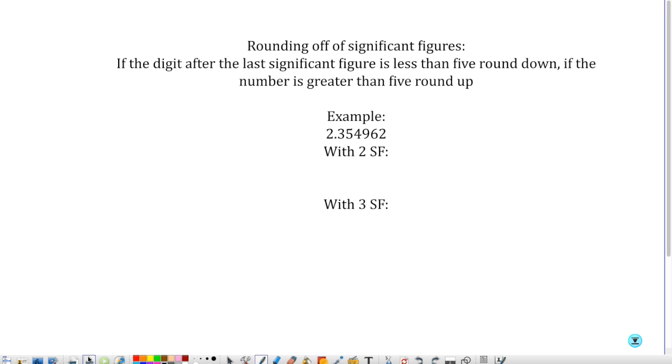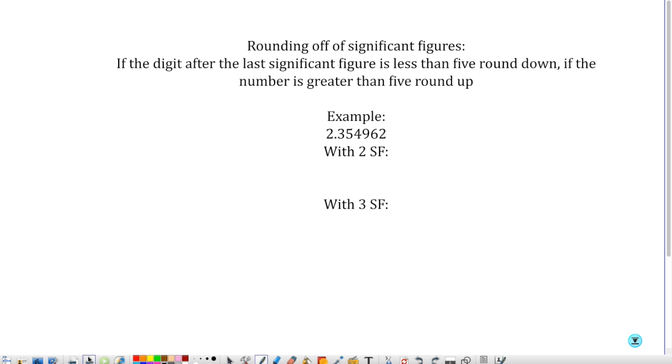All right, so rounding off significant figures. Okay, now your book has this sort of confusing procedure for rounding significant figures, which is probably more accurate. Well, it's more scientifically rigorous, all right? And if you think about it, it makes sense. But that's not what we're going to do here, okay? I'm just going to simplify. And the way that I'm going to simplify is, if the digit after the last significant figure is less than 5, round down. If the number is greater than 5, round up.